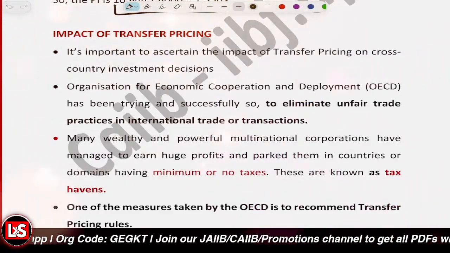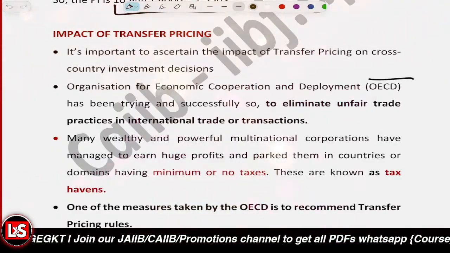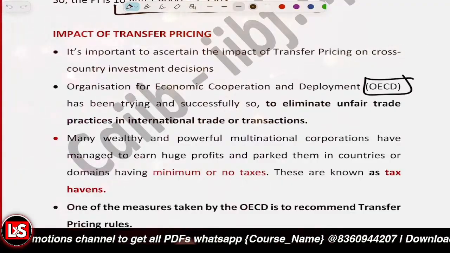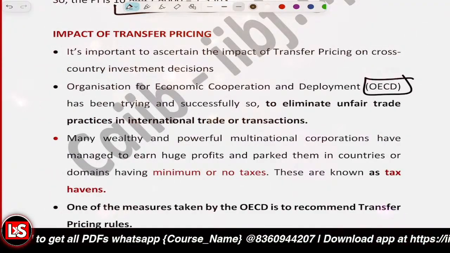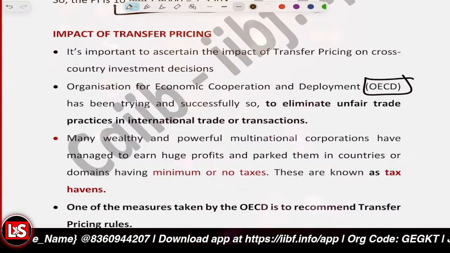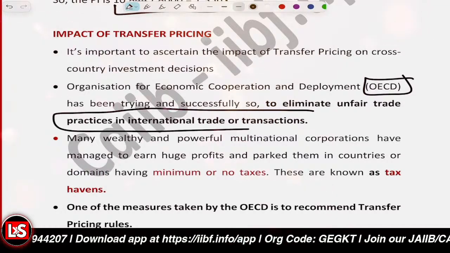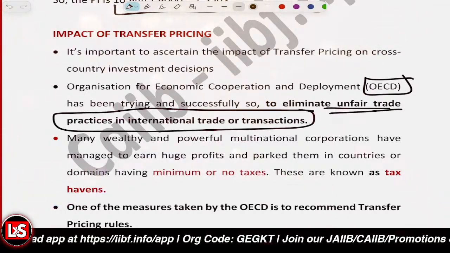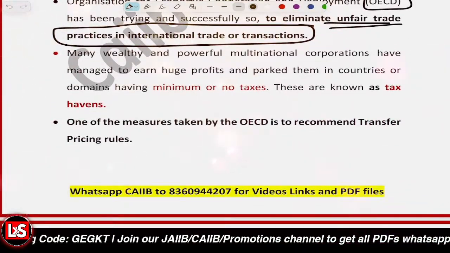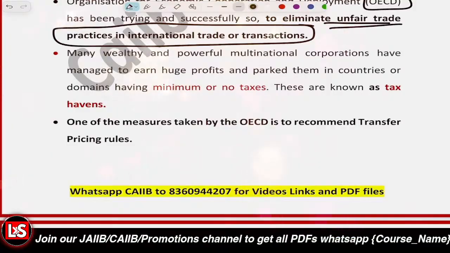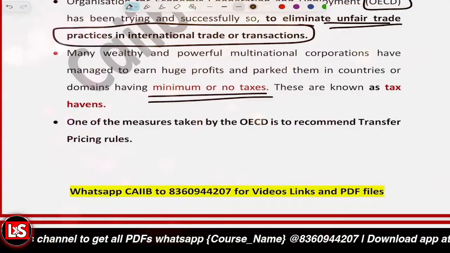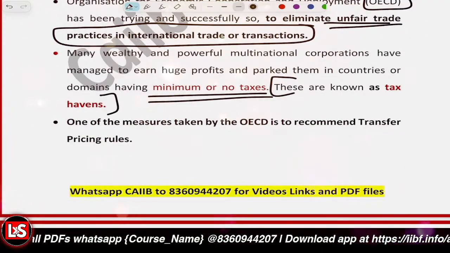And what are the important points related to transfer pricing? It's the OECD, the Organisation for Economic Co-operation and Development, that introduced transfer pricing rules so as to prevent unfair international trade practices. So as to eliminate those, the rules were given by the OECD, because many multinational corporations shifted profits to countries which have low tax rates, or minimum taxes or no taxes, and those are known as tax havens.